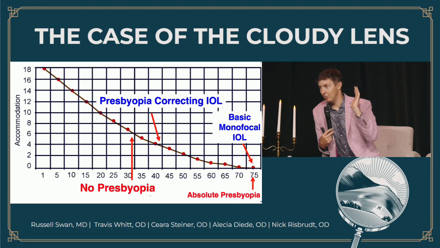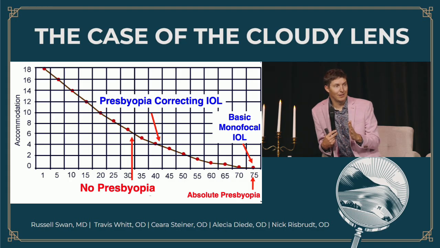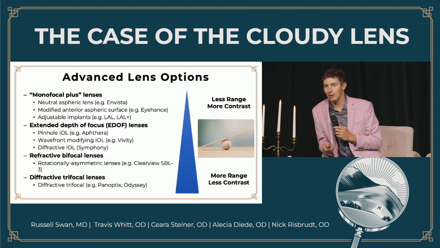And we put in a basic monofocal implant that takes them to absolute presbyopia, with a lens that does not have induced spherical aberration to give them additional range of vision. That's a pretty big wake-up call for some patients where they're like, oh, that was a change. I used to feel like I had a little wiggle room even with my reading glasses. And so again, it's important for patients to understand that aspect of it.